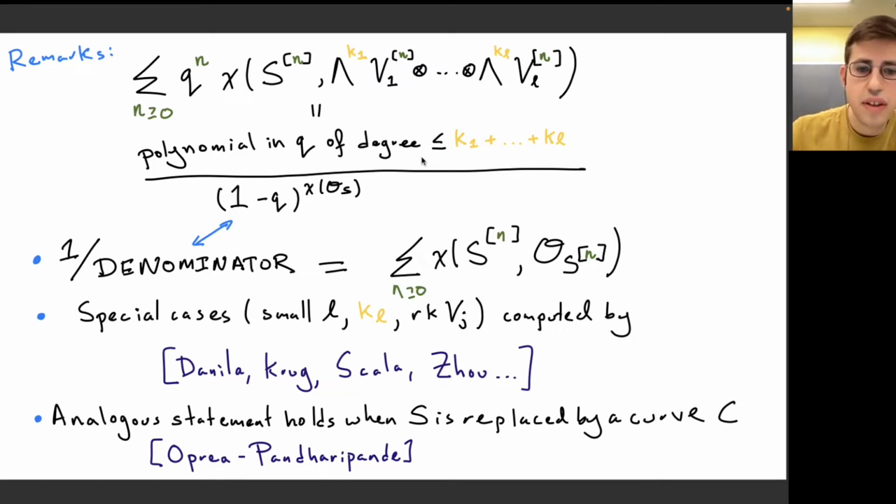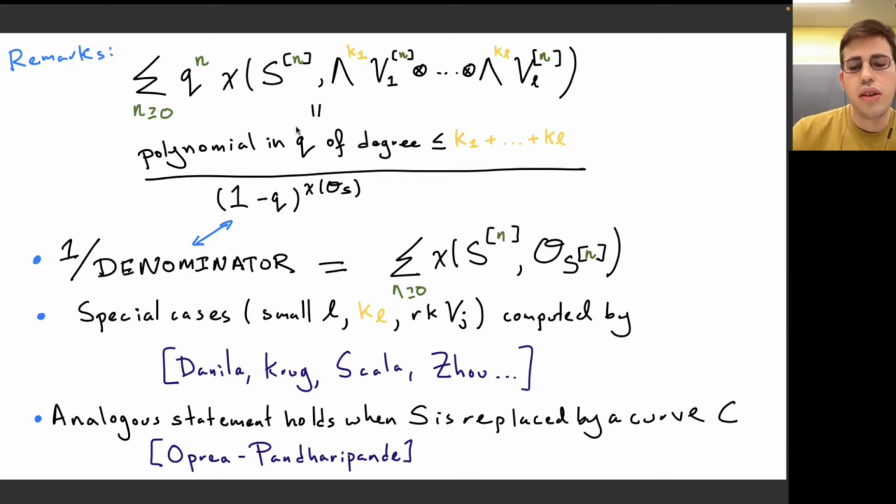Special cases of this theorem have been explicitly computed in previous work for, say, small numbers of bundles, or small degrees of exterior powers, or small ranks of these bundles, or small n. And I started by going through some examples for curves. So it's natural to ask, well, is the same thing true if I replace S by a curve? And the answer is yes. So the same kind of statement holds if I replace S by a curve C, and I replace all these vector bundles on S by vector bundles on the curve C. So that's previously known.